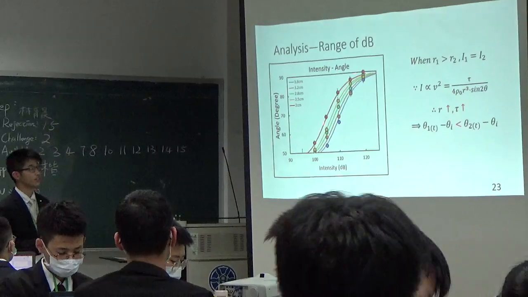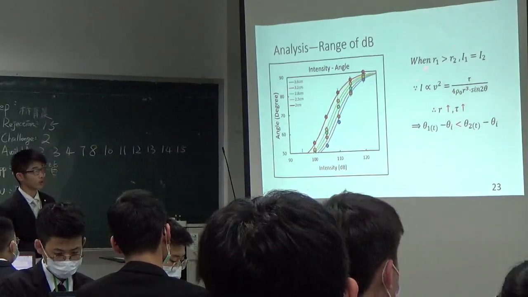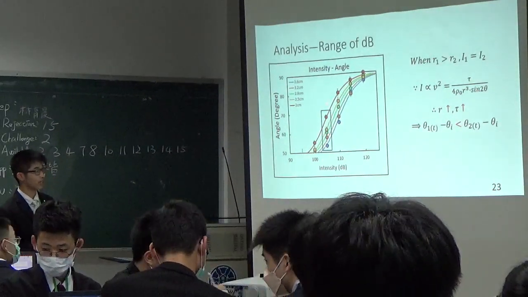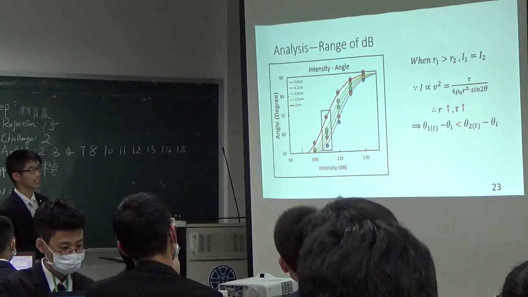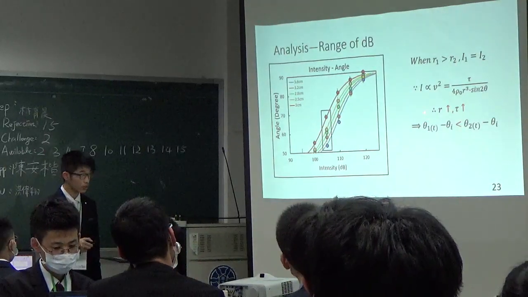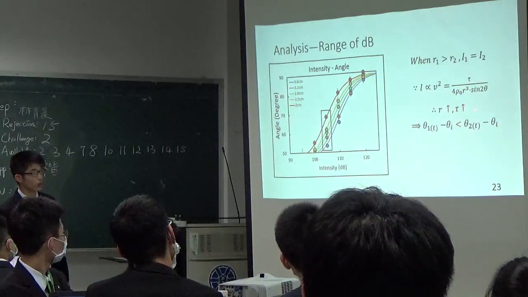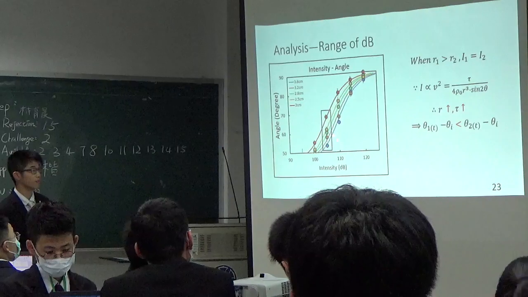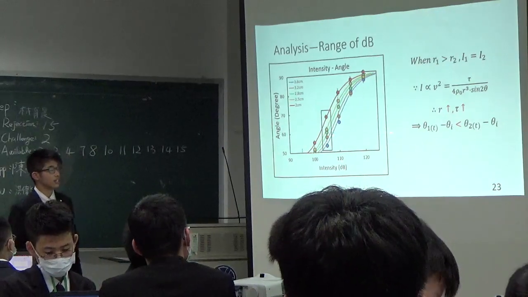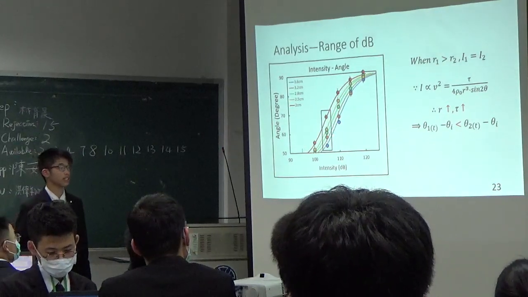And we can observe the sensing range. We observe this: when the sound intensity is the same and the radius of the disc increases, the needed torque to change the same angle will increase. So the turning of the angle will decrease.